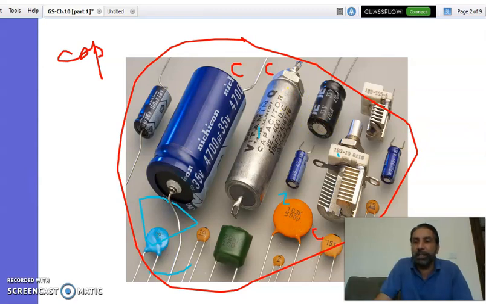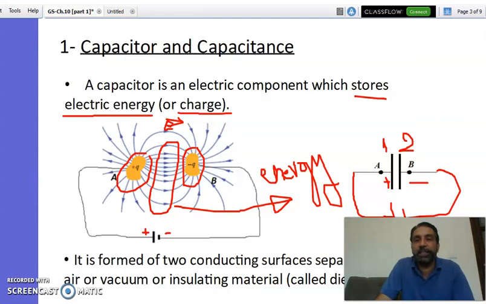And let's look here. This C is 4,700 microfarad. You can read another number here. Okay, not the same number. Also here, different number. So each capacitor has different C. Okay?